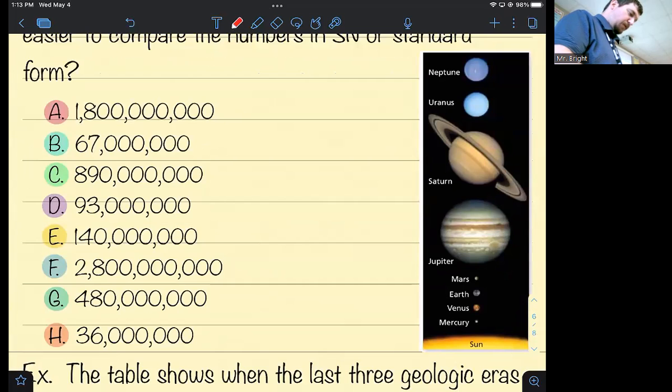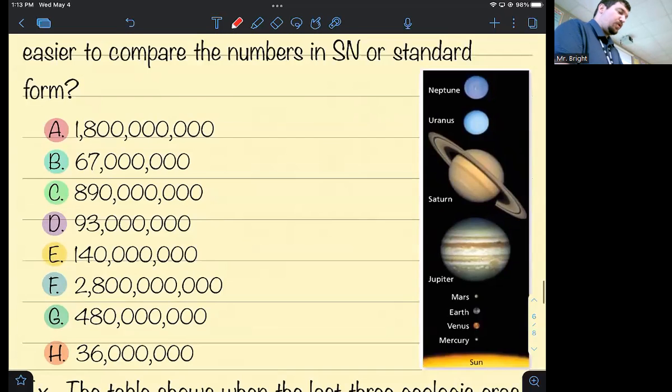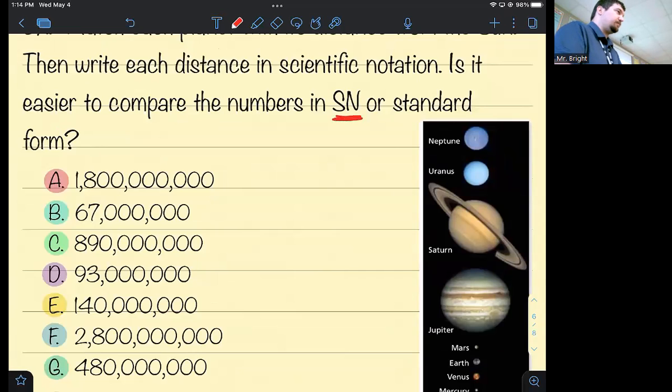One, two, three, four, five, six, seven, eight. Where's Pluto? This must not be from my high school or middle school science book, because Pluto was a planet back when I was your age. Okay, so I'm going to change the instructions a little bit, because I'll be very honest with you. It's actually easier to tell which number is greater when you write them in scientific notation.